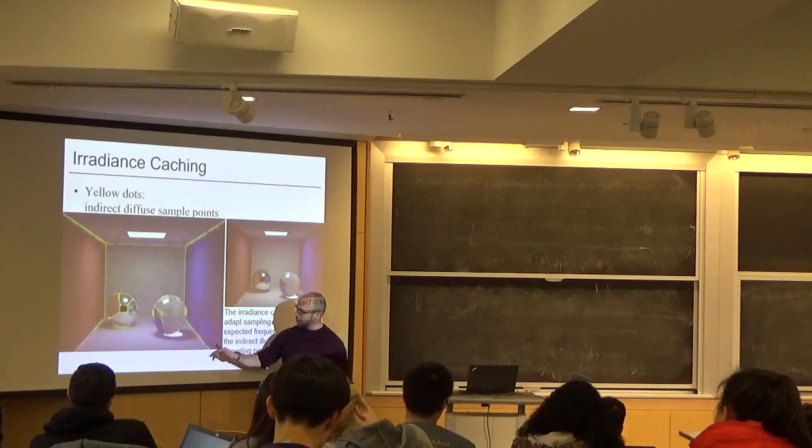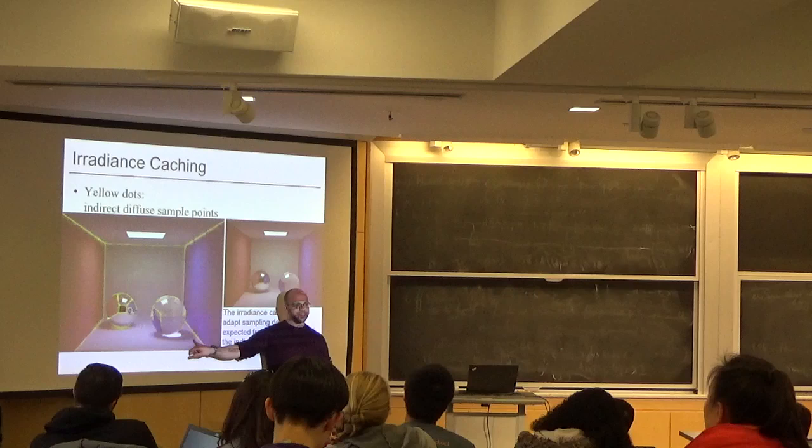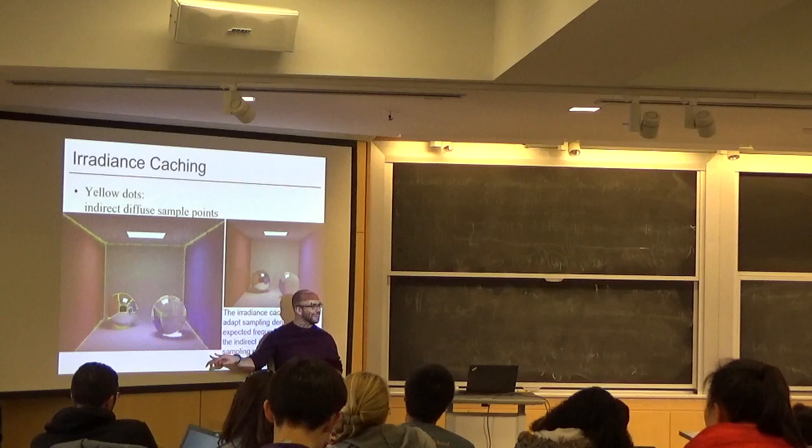Notice that the way this image was generated was, I think, in a multi-pass fashion. The first thing they did was render it using boring diffuse light, just to be able to detect that there are some sharp edges. And then notice what they did: they placed additional yellow samples at those sharp edges so that you get a better irradiance cache there.